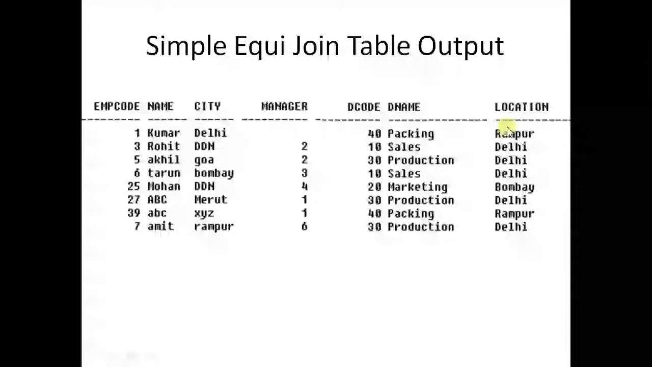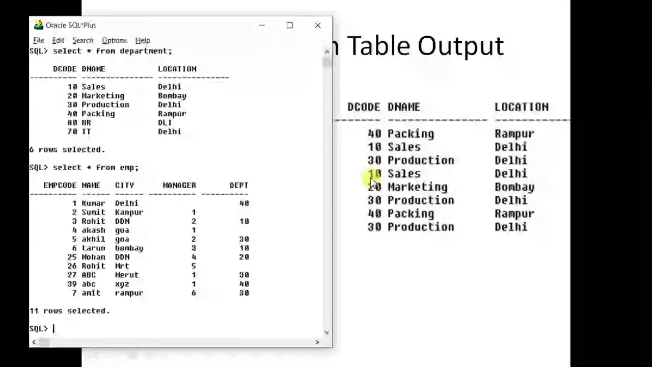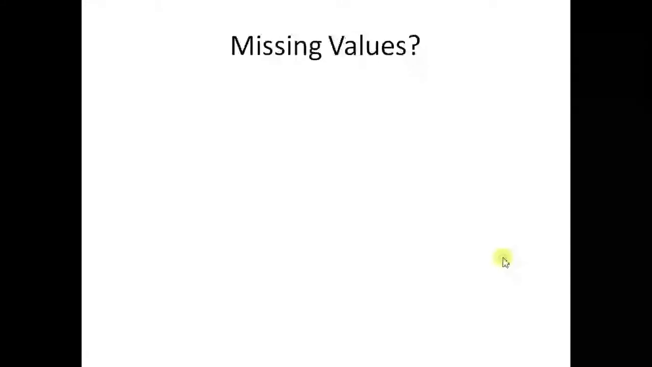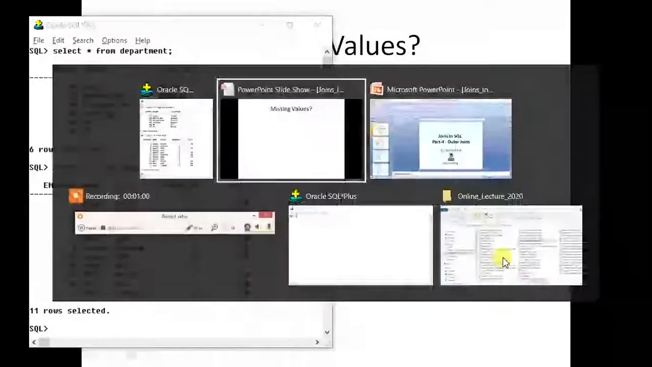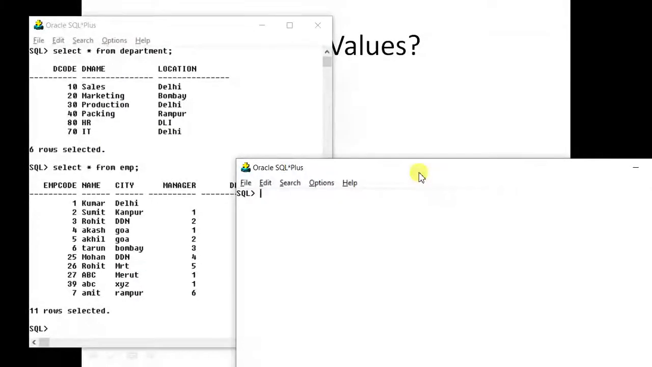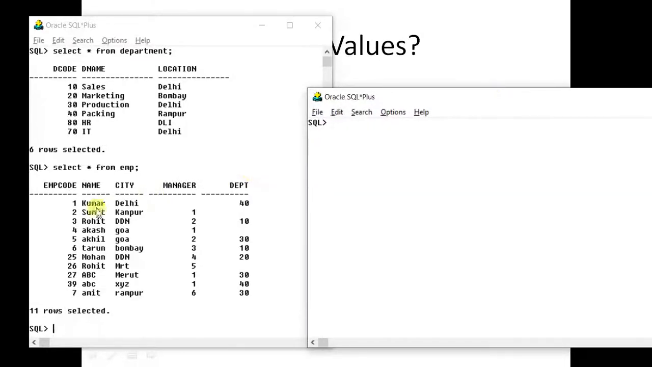So what will the output be? The output is something like this. Let us say it again. This was the table. And what was the question? The question was: display the details of employee along with their department details. Since you cannot tell the name of the department of Kumar, because here only 40 is written. So 40 is packing, but here packing is not coming. So what do we want? We want to do a join.